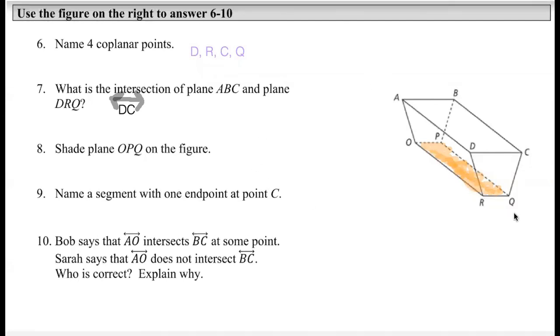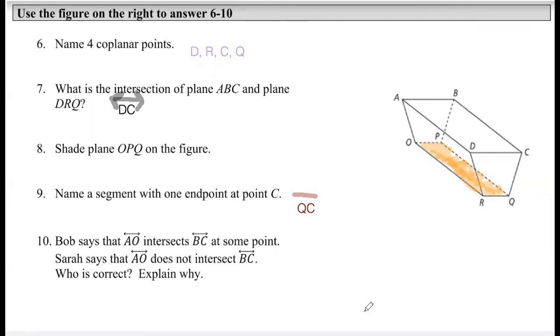I'm going to use QC because I like the way it sounds, like quality control. And then I just have to make sure that I note it the correct way with the bar, with no arrows. Segments, no arrows. Okay.